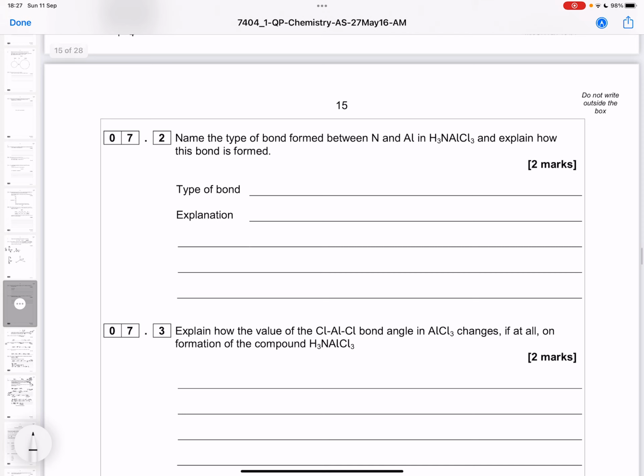Then it says, name the type of bond formed between the N and the Al in NH3AlCl3. So remember that our NH3 had 3 bond pairs and a lone pair, making up 8 electrons around the central atom. And our aluminium chloride had 3 bond pairs and no lone pairs, so in fact there was a total of only 6 electrons around the central atom. So aluminium is electron deficient. It hasn't got a full shell, but ammonia's got a lone pair.